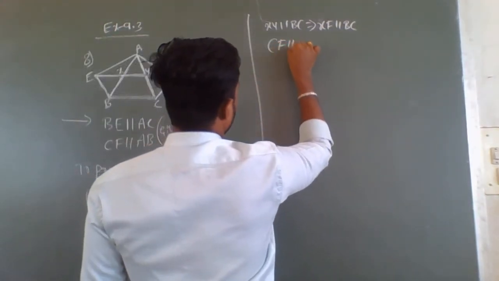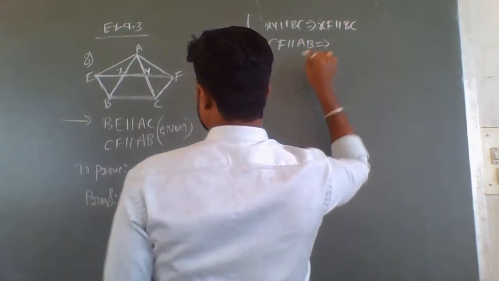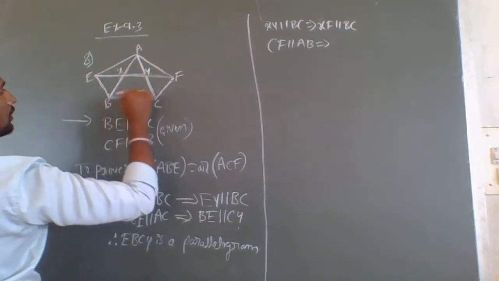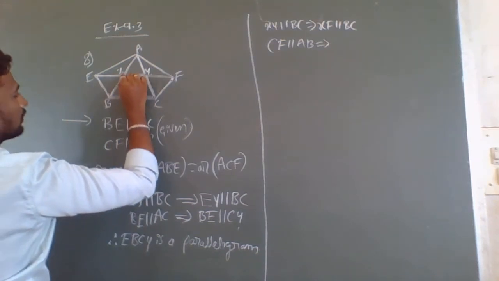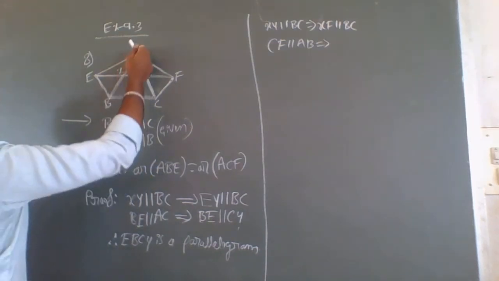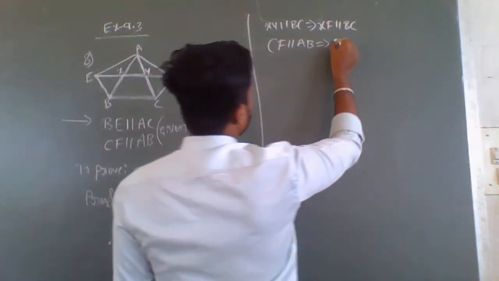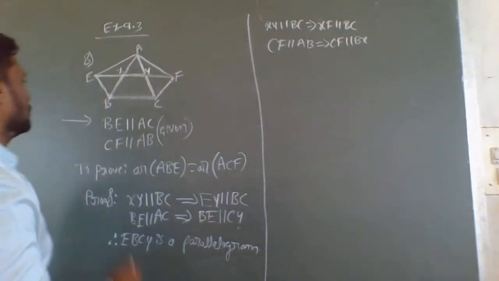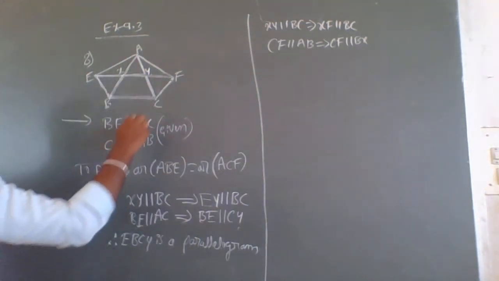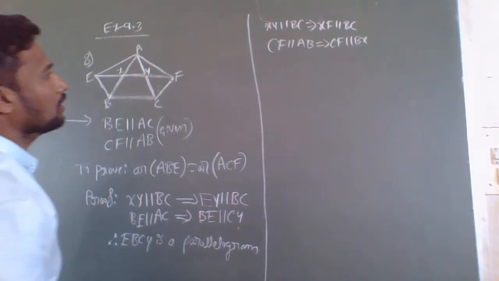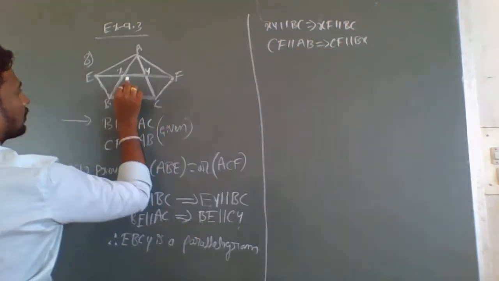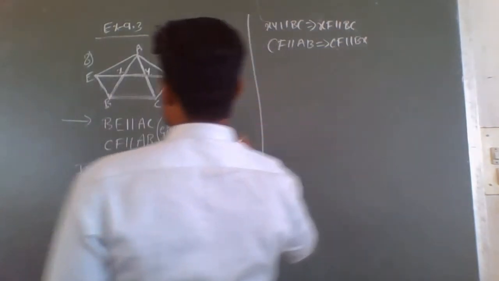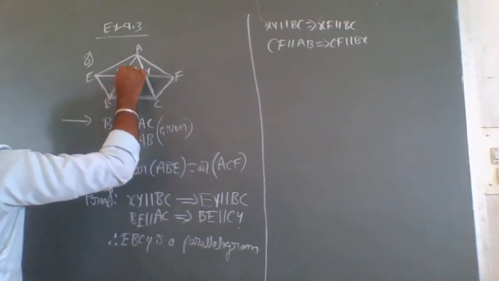CF is parallel to AB means, here in AB, if CF is parallel to AB, then XB or BX is part of AB. Therefore, you can write here, CF is parallel to BX, because BX is part of AB. Now we can see here XF is parallel to BC and CF is parallel to BX.